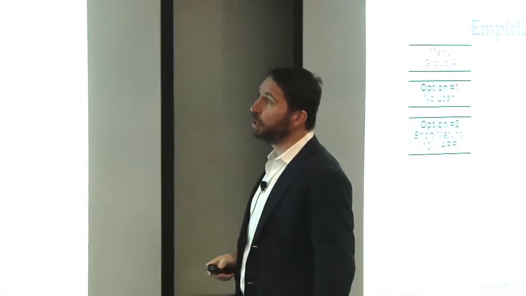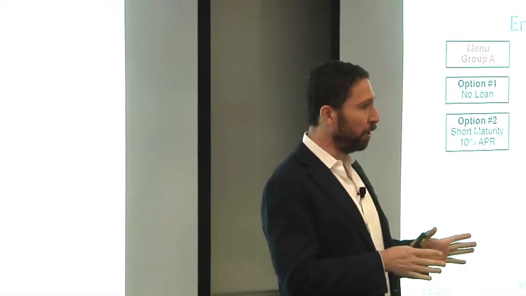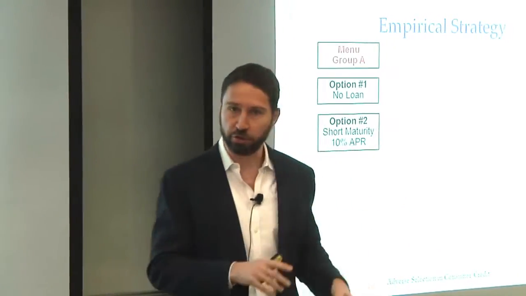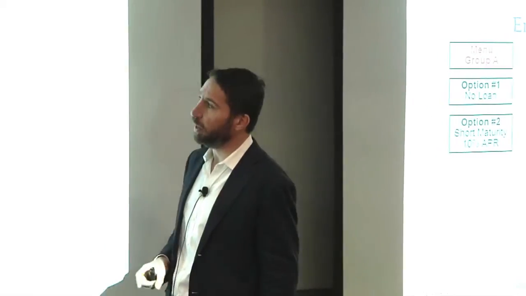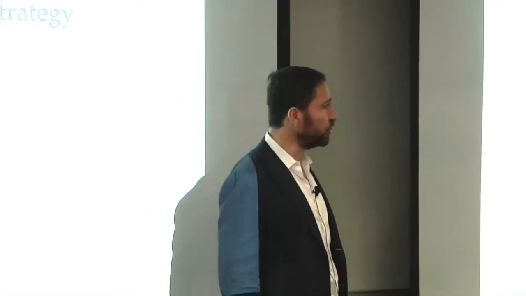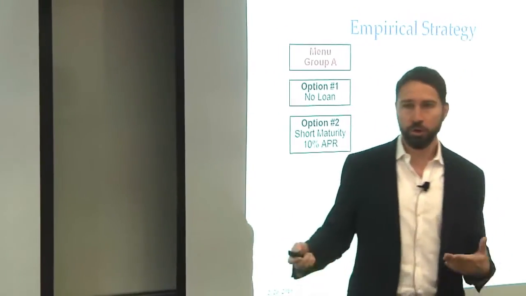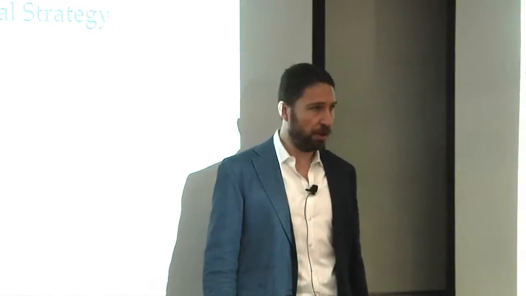Suppose that we could randomly take observationally equivalent borrowers and offer them one set of contracts or another, sort of like treatment and control in a randomized medical trial. So suppose we took group A and we offered them they could either take no loan or they could take a short-term loan, say at a 10% APR. And we would observe who took what, and we could measure the default rate on these loans.